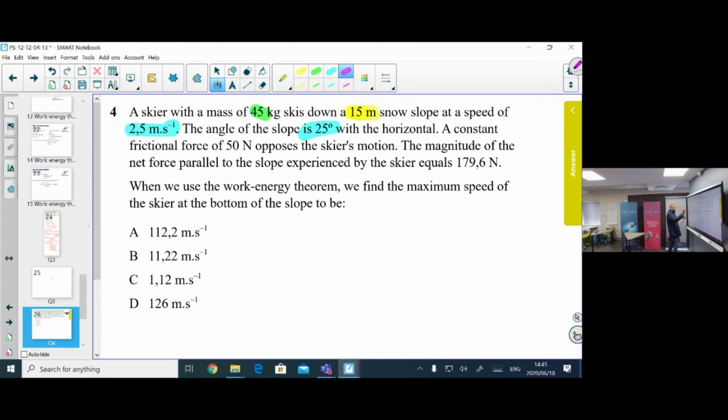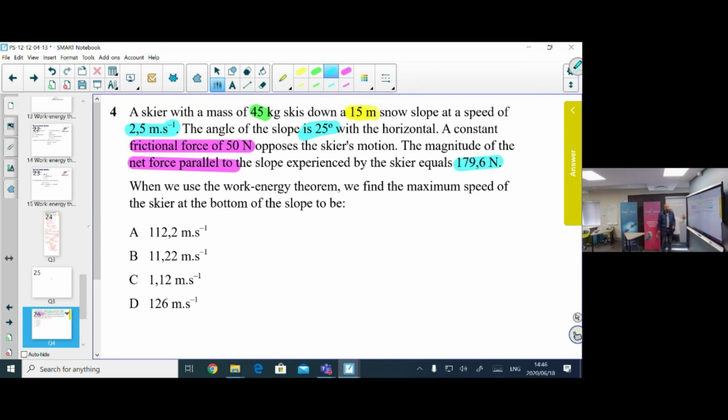The frictional force, don't forget, is parallel to the slope: a constant frictional force of 50. In other words, we have this force that is always opposing the motion as you go down. The magnitude of the net force parallel to the slope experienced by the skier, remember, this is the net. The moment you see the net, you must know that that is F net of the x-axis. It is given by 179.6 Newton. That is your F net.